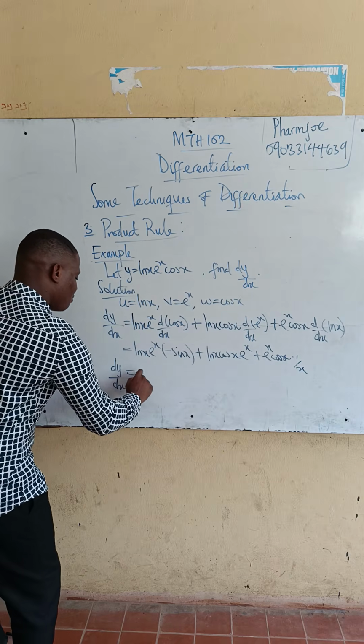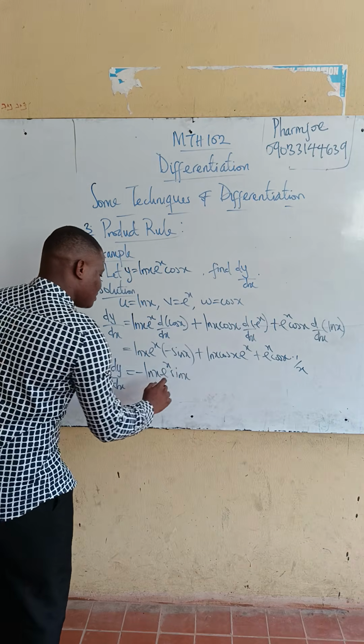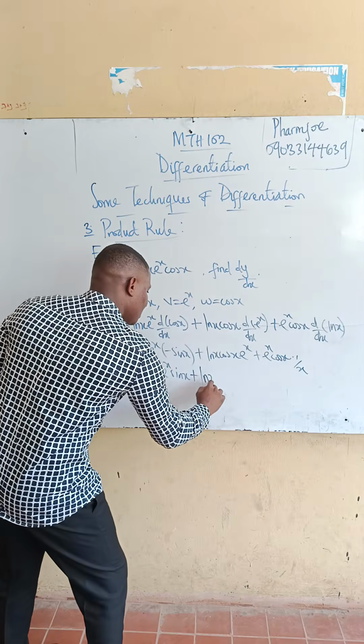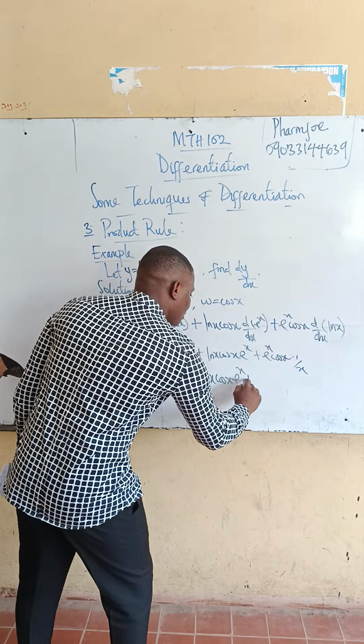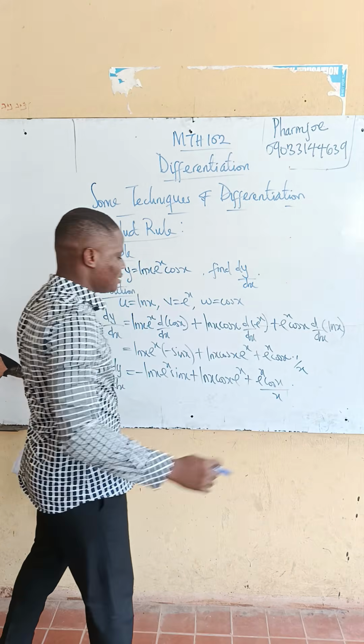So finally, if you want to write this together, our final answer, which is our dy/dx, should now be minus ln x exponential x sine x. I've brought the minus forward, plus ln x cos x exponential x plus exponential x cos x over x. Interesting.